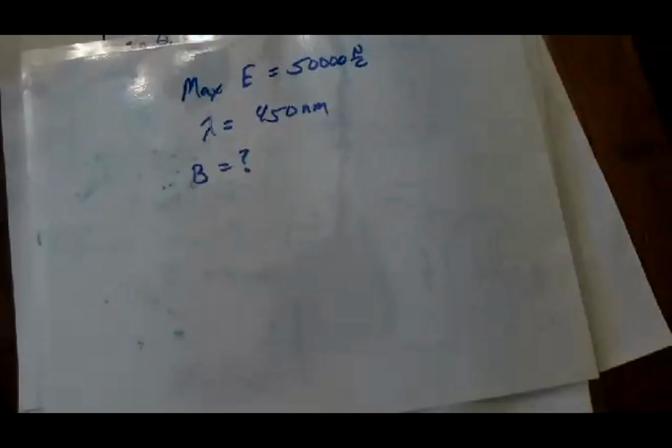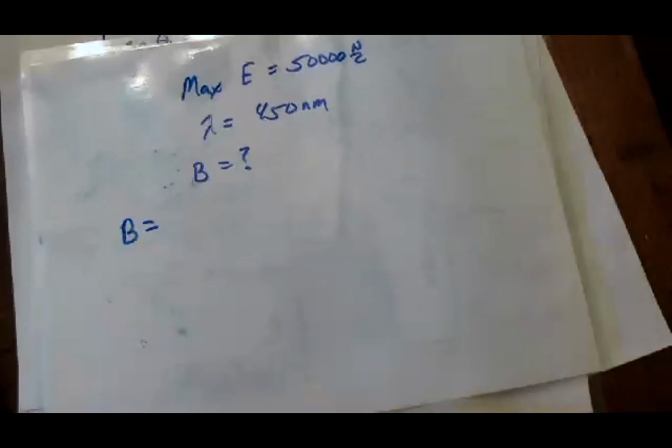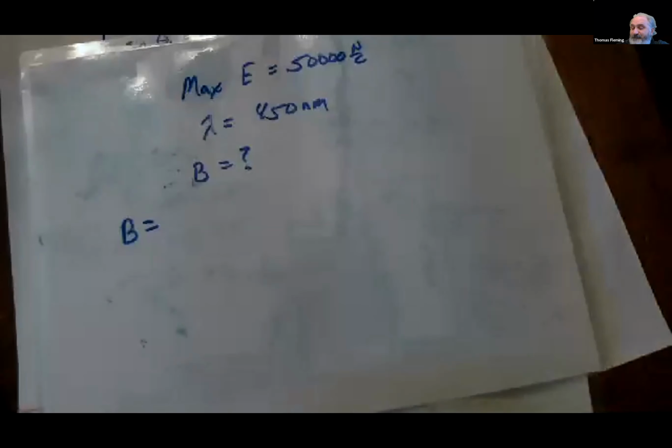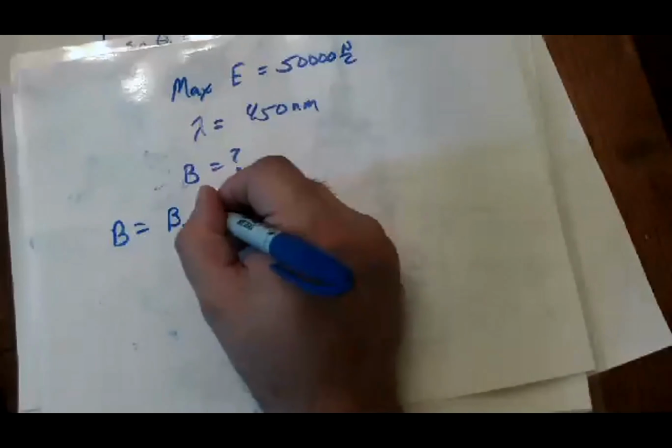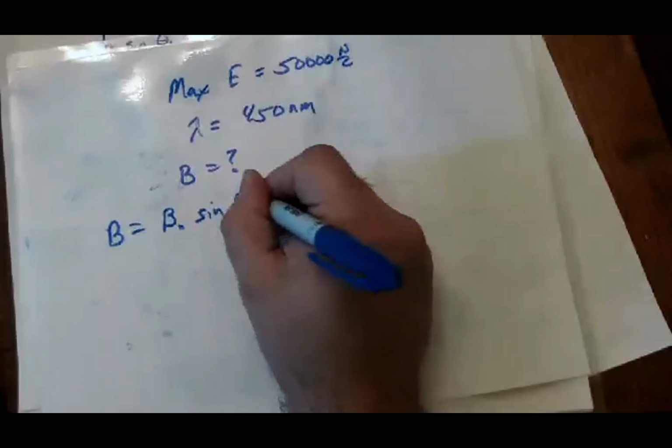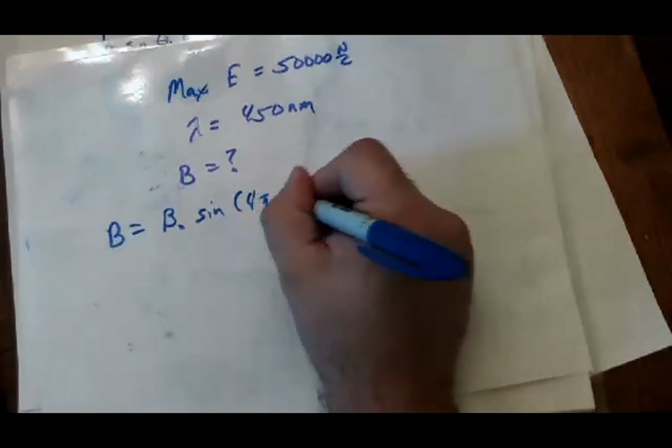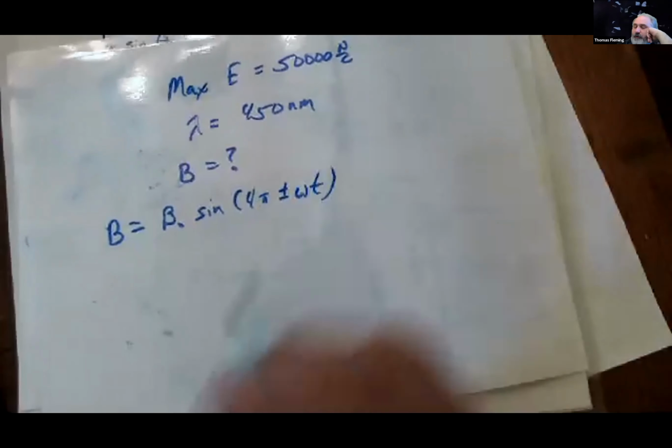B equals B. So far, you're B, correct. B equals B naught sine KX plus or minus WT. So far, so good. But let's fill in some blanks.